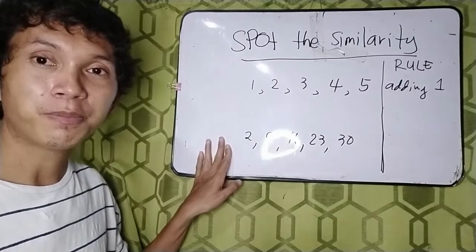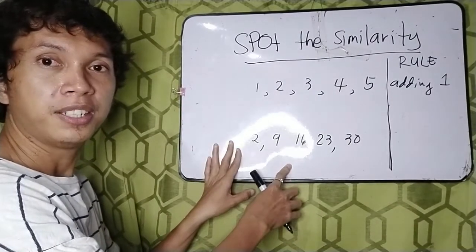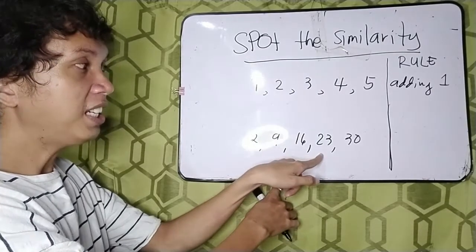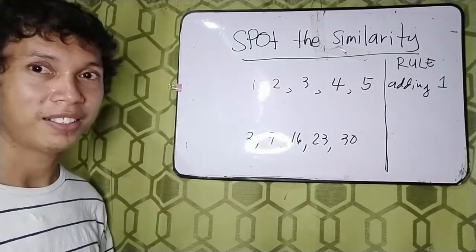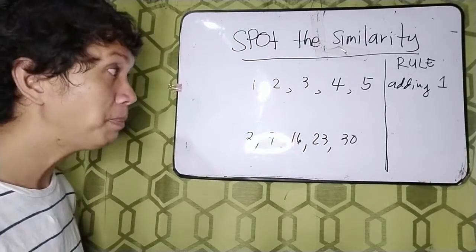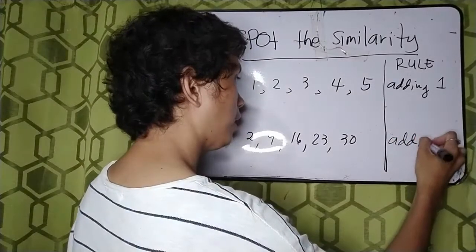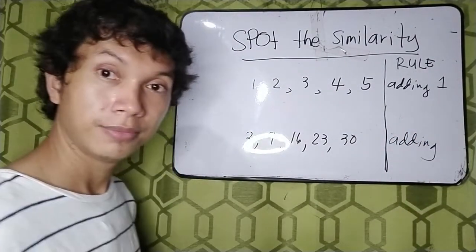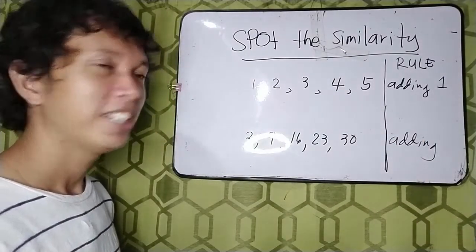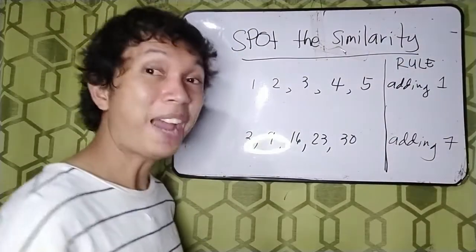We have here 2, 9, 16, 23, and 30. What is the rule or the pattern? That is adding, not 1. It is adding 7. Correct.